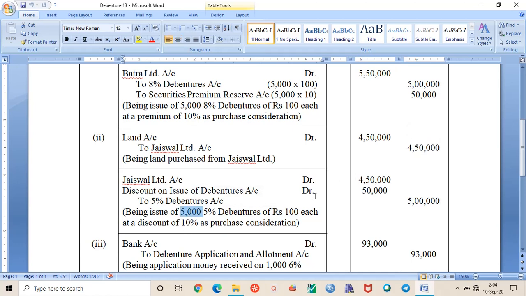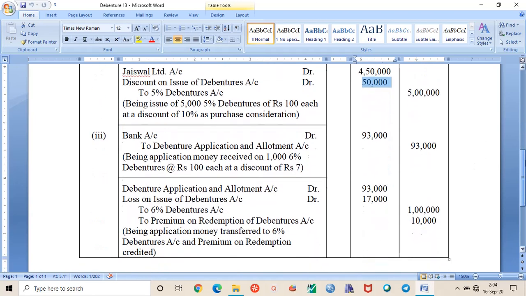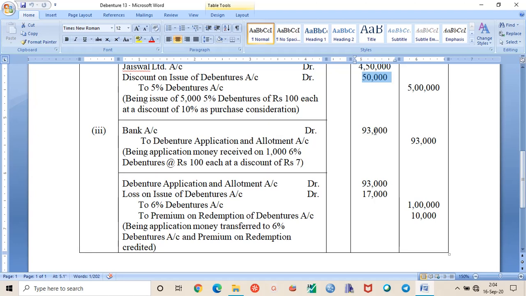So when you pass the second entry for case number 2, it will be Jaiswal Limited account debit to 5% debentures account. So in the debit side you write 4,50,000, but in the credit side you will write 5 lakh. So still there is a difference of 50,000 here towards this debit side, isn't it? So this 50,000 will be recorded as discount on issue of debentures. And the last one is very simple.